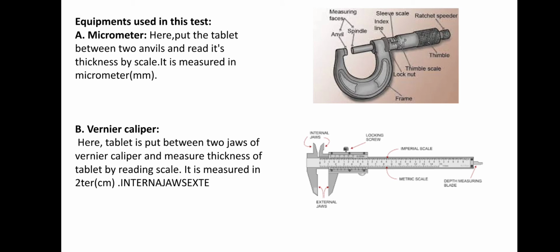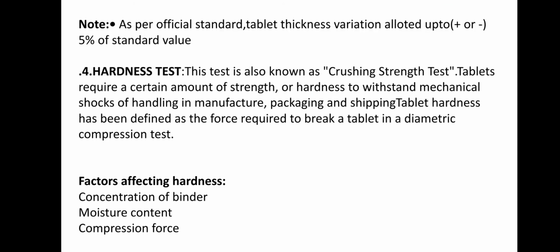First, micrometer. Here the tablet is put between two anvils and its thickness is read by scale. It is measured in micrometer. Second, vernier caliper. Here the tablet is put between two jaws of the vernier caliper and the thickness of the tablet is measured by reading the scale. It is measured in centimeter. Note: as per official standard, tablet thickness variation is allowed up to 5% of standard value.